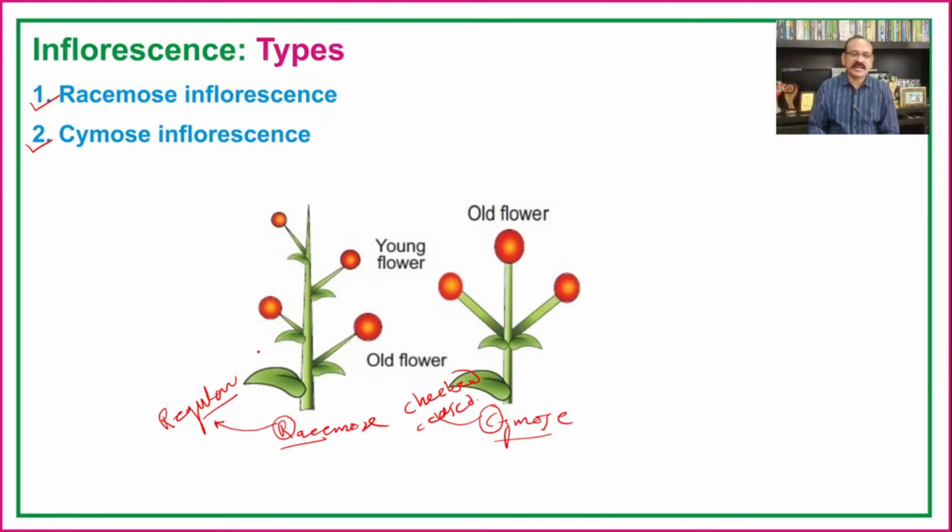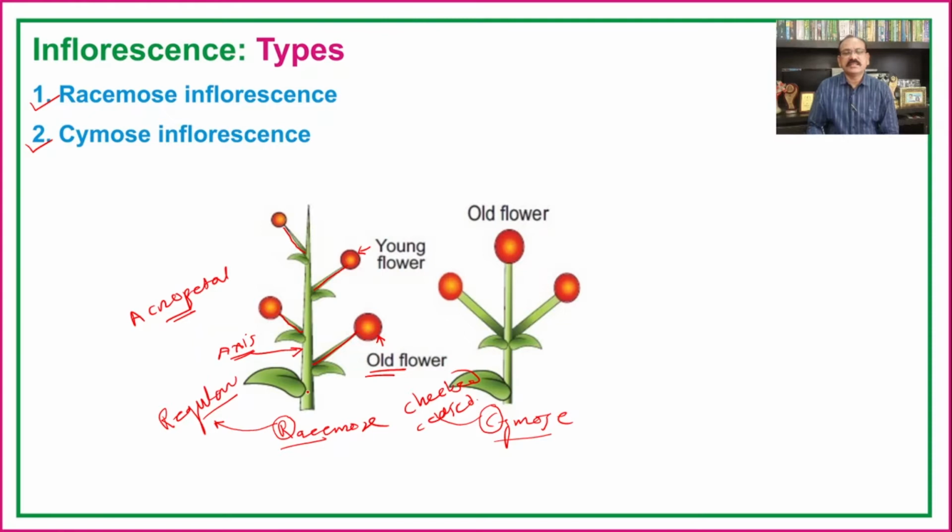If you see this diagram, here this is a central axis, and on this central axis there is a development of the flowers from the base to the apex, and because of this the older flowers are present at the base and the younger flowers are present at the apex. Such a type of arrangement is known as the acropetal type of arrangement.